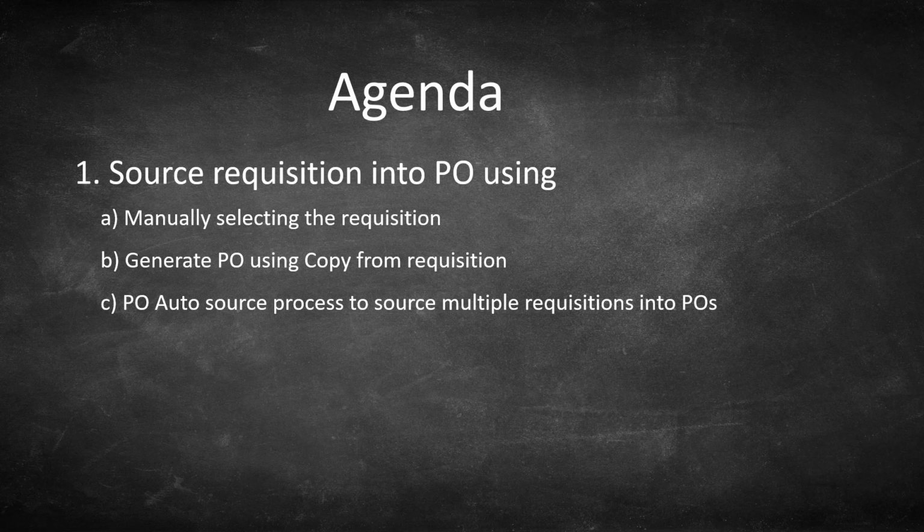Then we will see how to use the add update option for the purchase order and create a PO by copying a requisition. And finally, we will see how to use the PO auto source process in order to source multiple requisitions at once into PeopleSoft purchase orders.